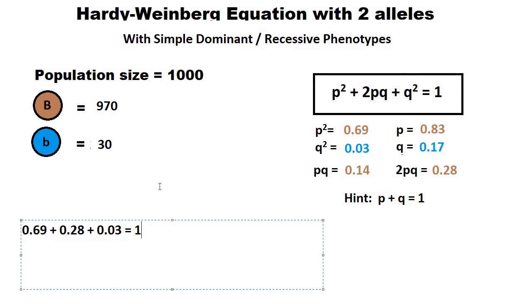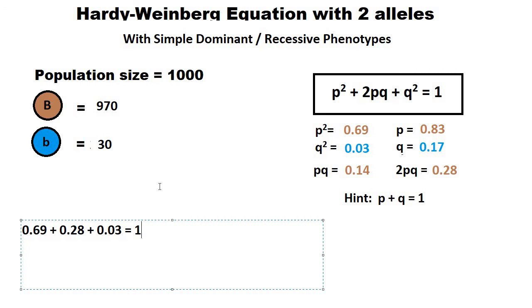So we've determined that in our population, 0.03 or 3% are homozygotic for the blue allele, 28% are heterozygotic for the blue and brown alleles. They're carriers for the blue-eyed gene, and 69% are simply homozygotic brown-eyed.